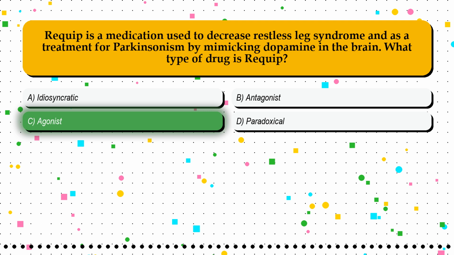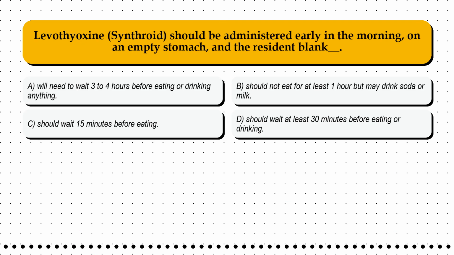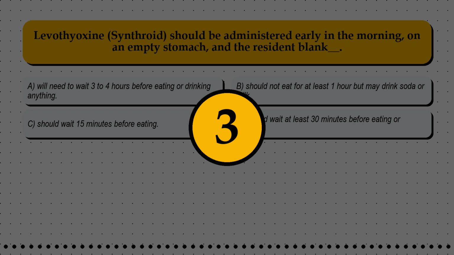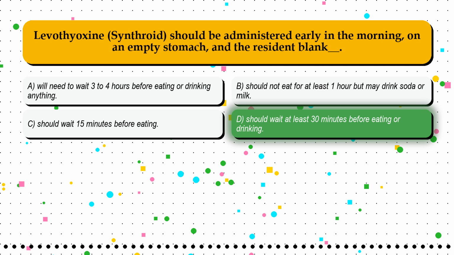Agonist. Question 40. Levothyroxine, Synthroid, should be administered early in the morning, on an empty stomach, and the resident blank. Option A, will need to wait 3 to 4 hours before eating or drinking anything. Option B, should not eat for at least 1 hour but may drink soda or milk. Option C, should wait 15 minutes before eating. Option D, should wait at least 30 minutes before eating or drinking. The correct answer is option D. Should wait at least 30 minutes before eating or drinking.